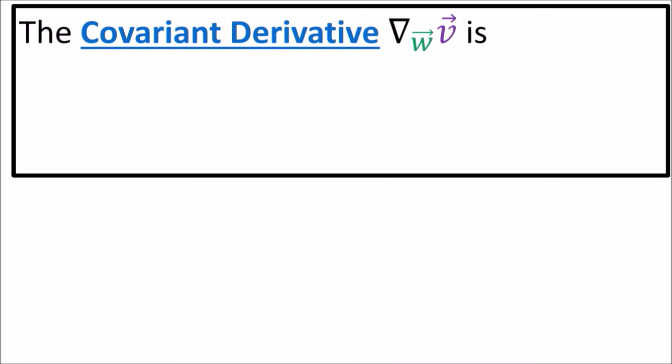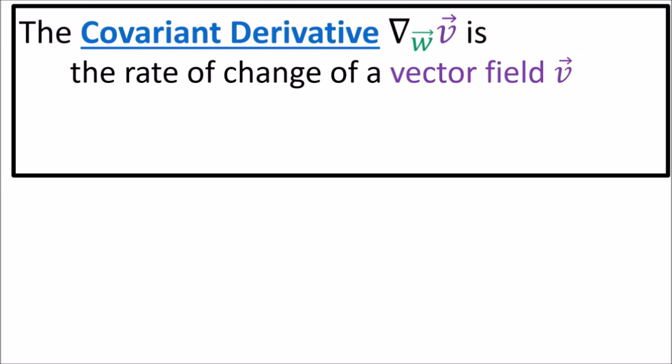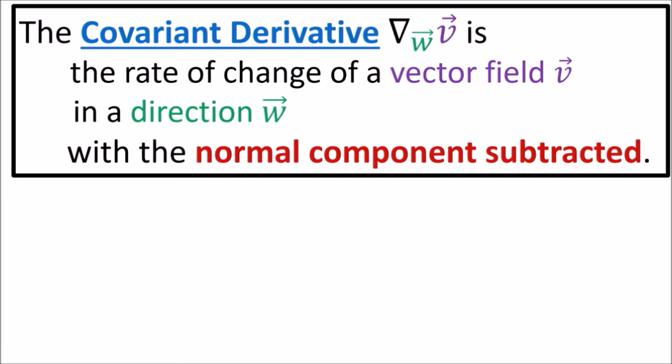So we're going to define the covariant derivative given by this symbol here as the derivative that gives the rate of change of a vector field v in some direction given by a vector w, with the normal component of the rate of change subtracted.